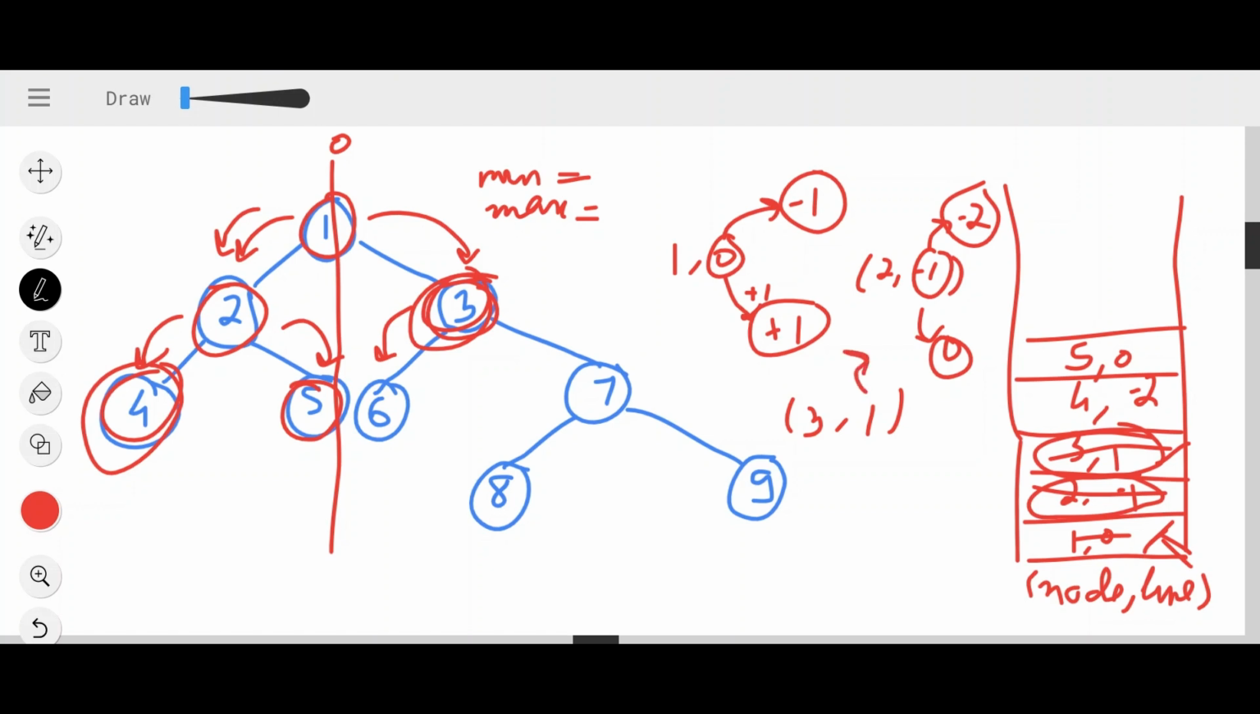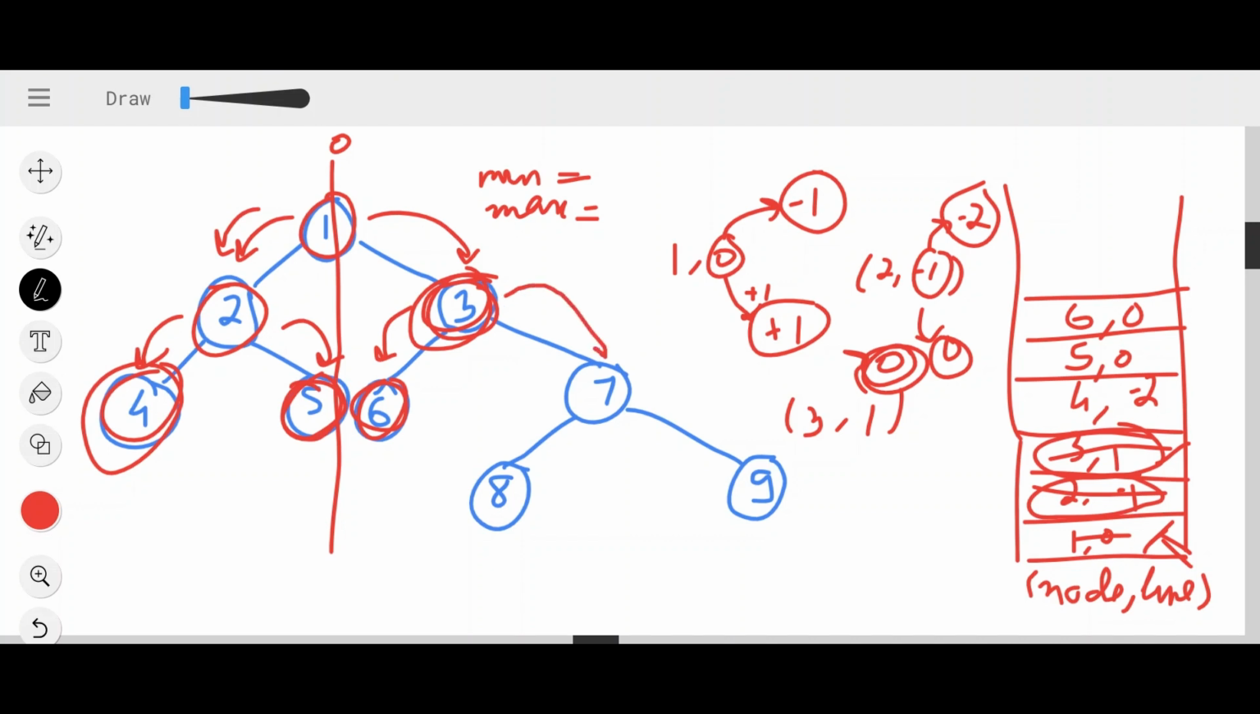Okay, so let's determine the line number. If you are moving to the left hand side, simply decrement it by -1. When you decrement it by -1, this becomes 0. So push this node and the line number into your queue. It is 6 comma 0.